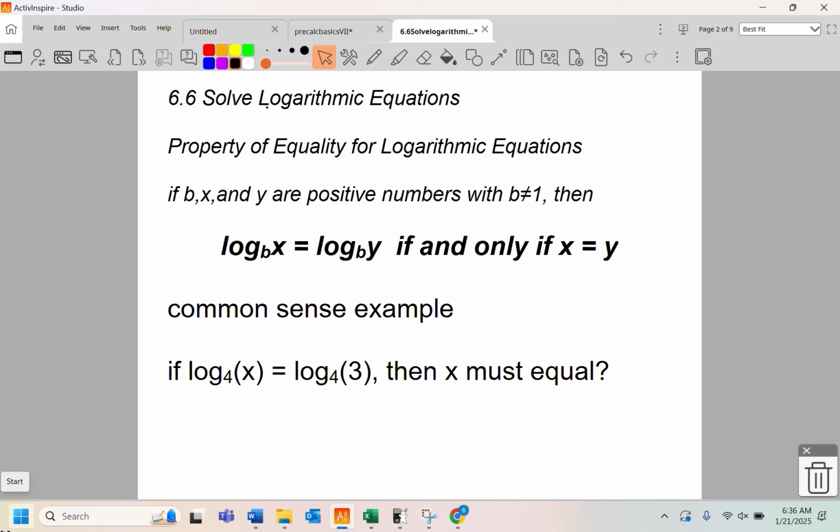All right, so here's our common sense example. If log base 4 of x is equal to log base 4 of 3, then what must x equal? Well, if you want the left to look like the right, I believe that x would have to be 3. So x is equal to 3. Now that's as easy as it gets, obviously.